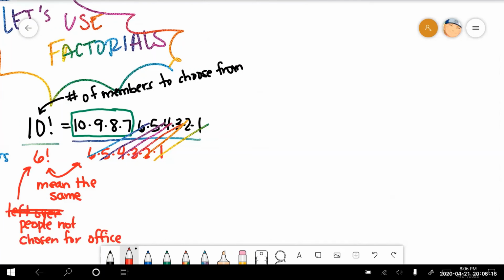Okay, so now we're kind of coming up with a sort of pattern here for problems where order matters and we don't have repetition. Okay, so when order matters, as it did in this situation, we call these things permutations.